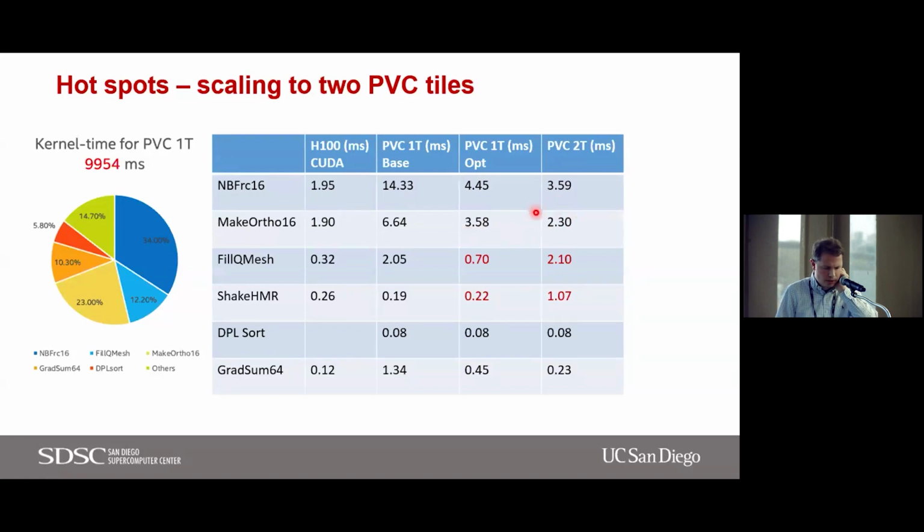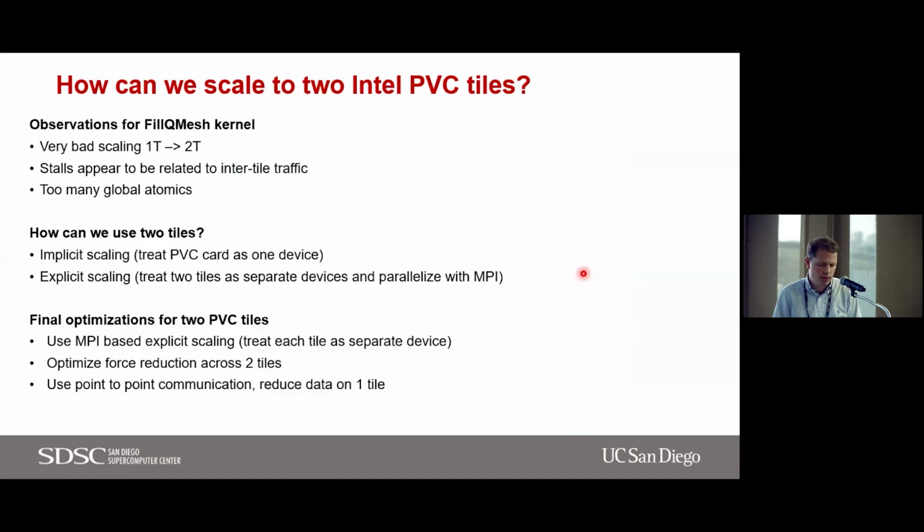And then for two tiles, here are some kernels. That's an implicit scaling. It's actually getting slower running on 2 tiles. So we had a very bad scaling if we treat the whole card as a single device. Instead, you have to treat them as 2 devices and use MPI-based explicit scaling.